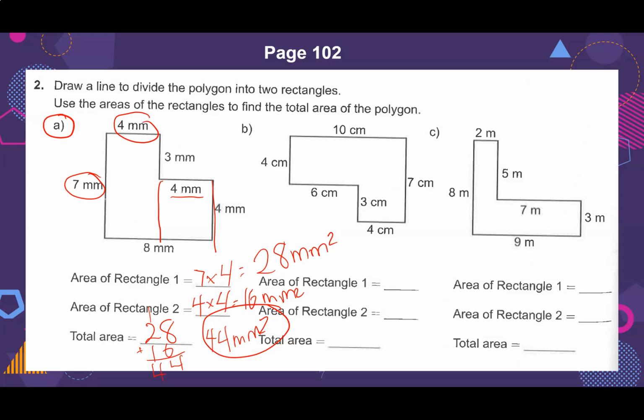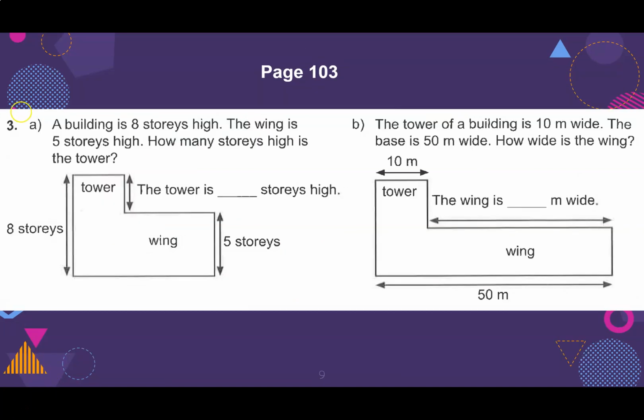Now, you would come to the same area if you divided this shape like that. You would simply have 8 times 4 and 3 times 4. Please try B and C on your own. Let's look at question 3 on page 103. Part A says, a building is 8 stories high. Here we can see the total height of this building is 8 stories. The wing is 5 stories high. How many stories high is the tower?